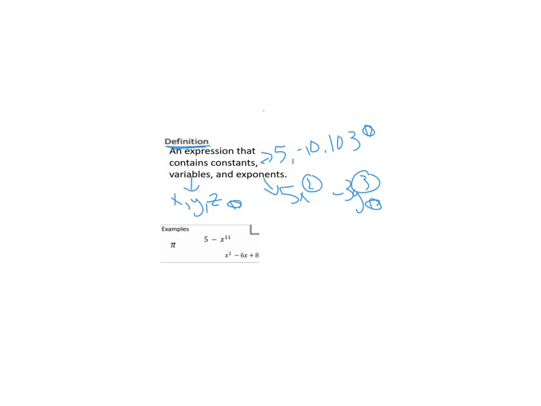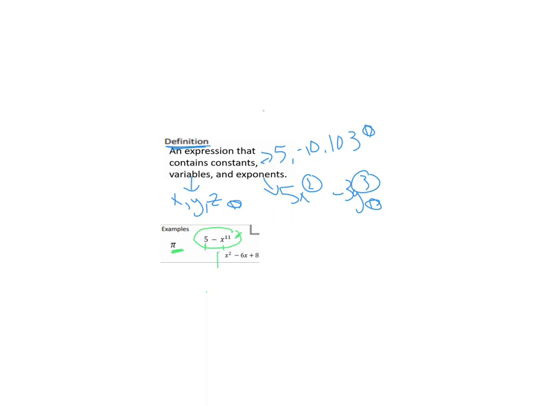Now some examples, right below it in the box that says examples, you're going to fill these in. It might be something like pi. Pi would be a constant because that's 3.14. 5 minus x to the 11th would be another example. You have a constant of 5, and then you have this variable x with the exponent of 11.